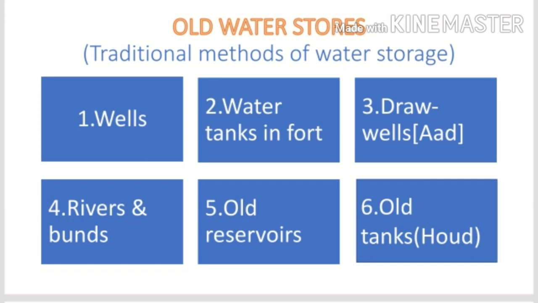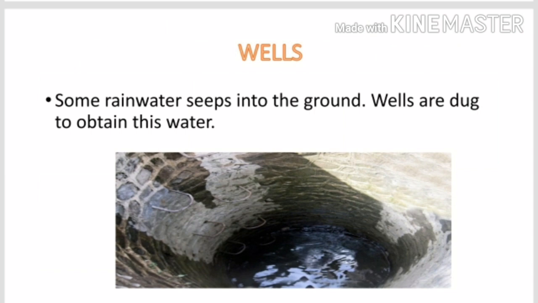The first is old water stores. Another name is traditional methods of water storage. There are six. First one is wells. Second one is water tanks in forts. Third is draw wells, another name is ARD. Fourth one is rivers and bunds. Fifth one is old reservoirs. Sixth one is old tanks, another name is haud.